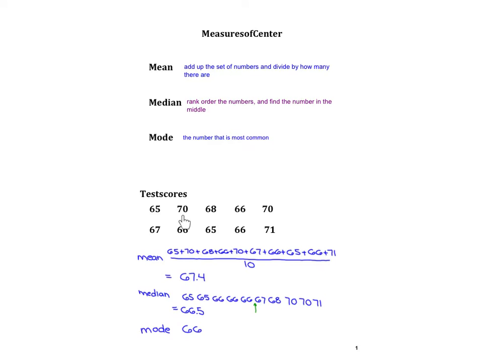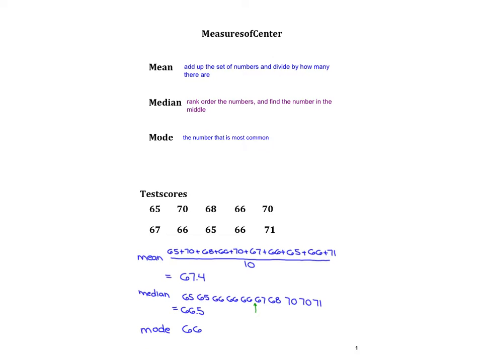Let's say we have 10 test scores here. When it comes to the mean, we don't have to order these, so we can just add all of them up. We take them in the order that they're given: 65, 70, and so on all the way down the line. We add all those scores up and divide by the number of numbers, or the number of tests that were taken. Looks like the mean test score was a 67.4. Not a great average for the group.